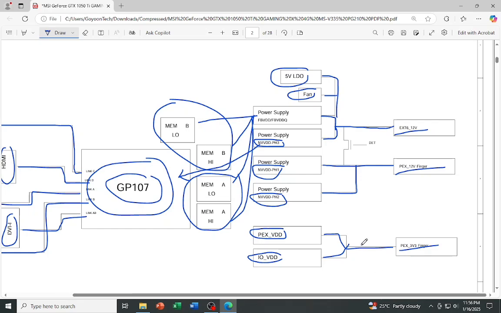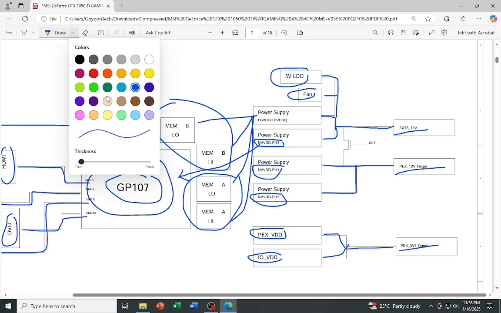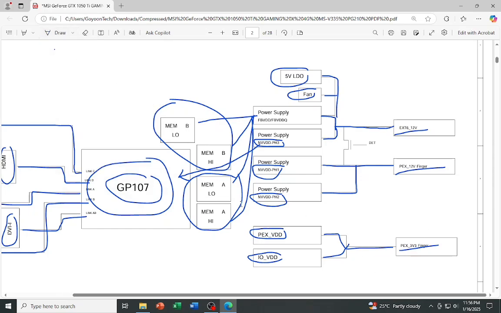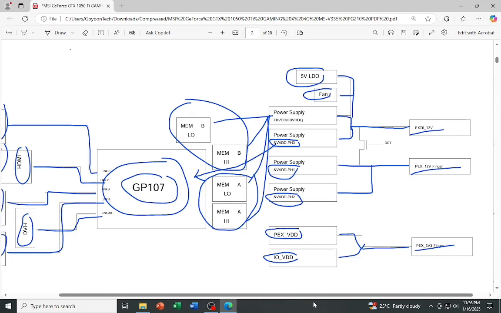So this is the block diagram of the MSI GTX 1050 Ti graphics card.